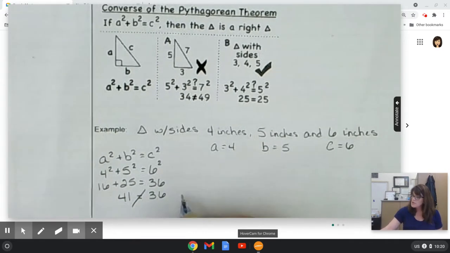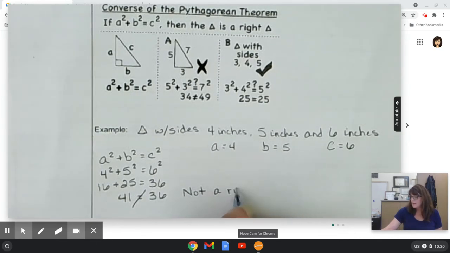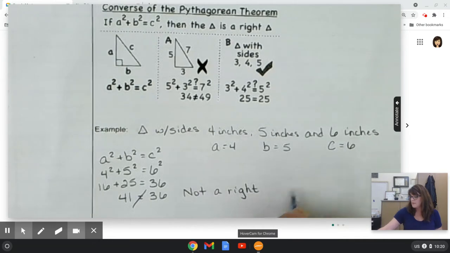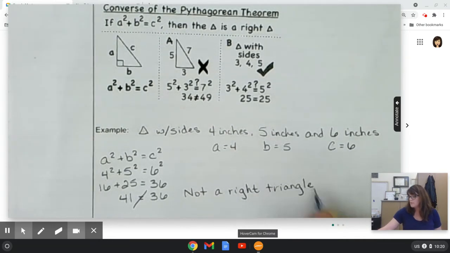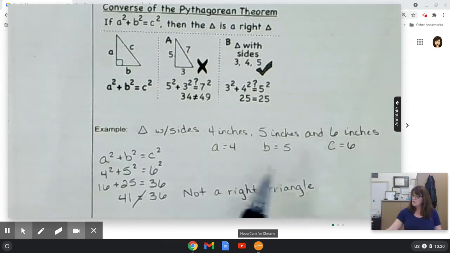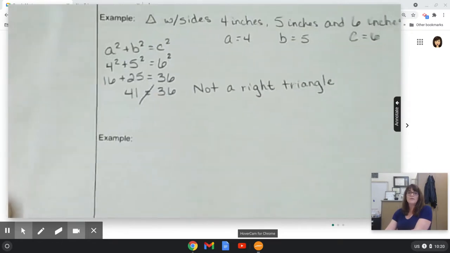Okay, so this is not a right triangle. You just used the measurements of the triangle to prove whether or not it's a right triangle. And this one is not. Okay, now let's look at another example.